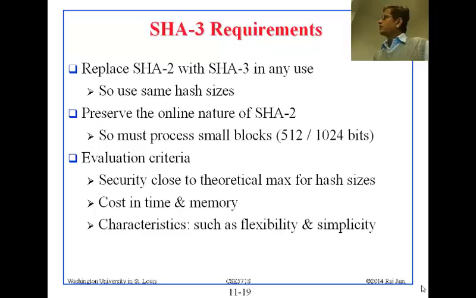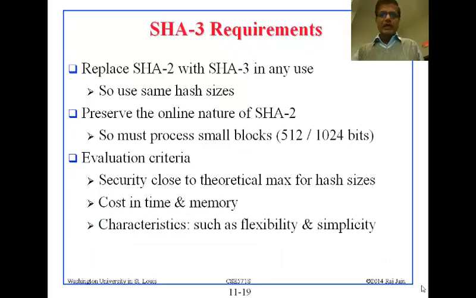It's similar to 2, and it can process small blocks, etc. Now, these criteria are mostly of historical interest because all of these have been met by the selection. So security should be close to the theoretical max for the hash sizes and cost in memory, time, etc. Basically, this should be easy to compute and simple and so on. But anyway, SHA-3 is out.